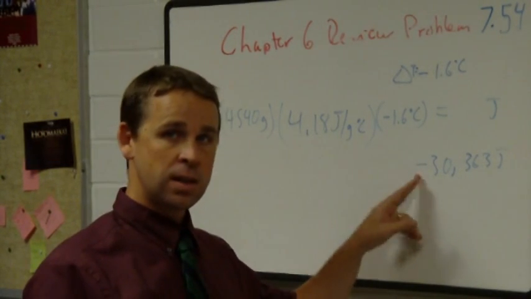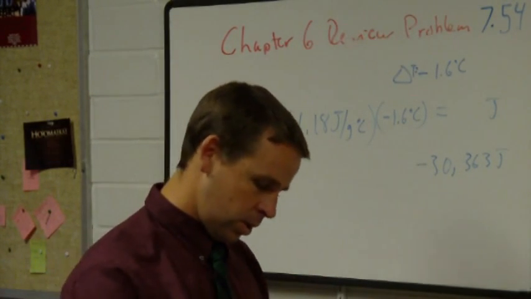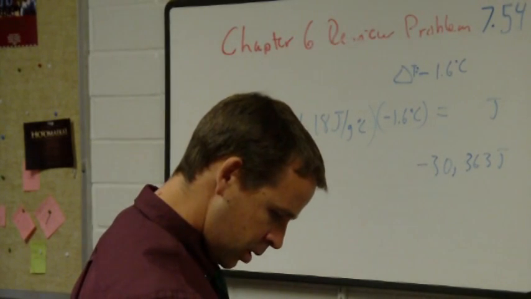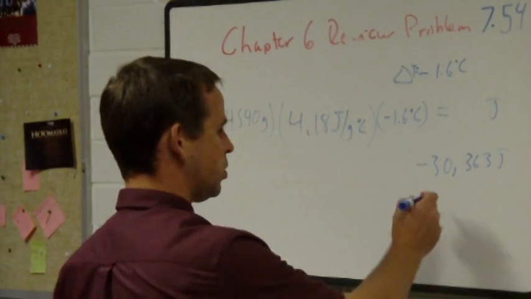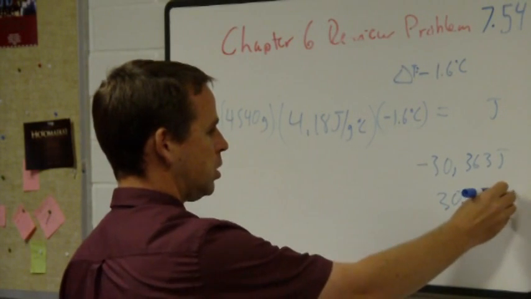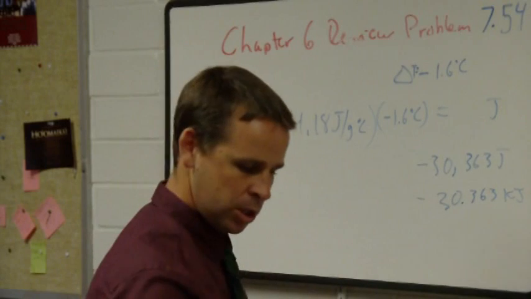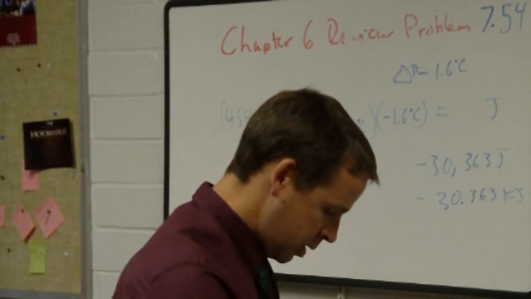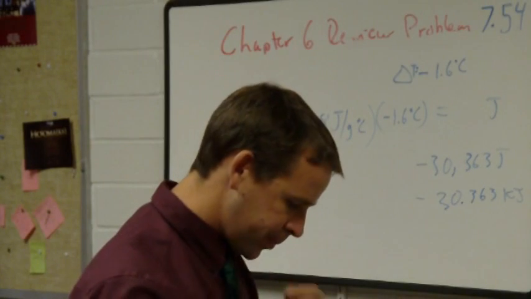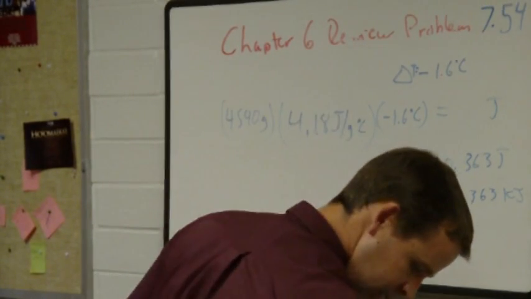Again, this indicates the energy change relative to the system, but the answer is positive. So what was the question? How much energy in kilojoules? 30.363 kilojoules, that's how much energy left the water. So the answer to 754 is 30.4 kilojoules.